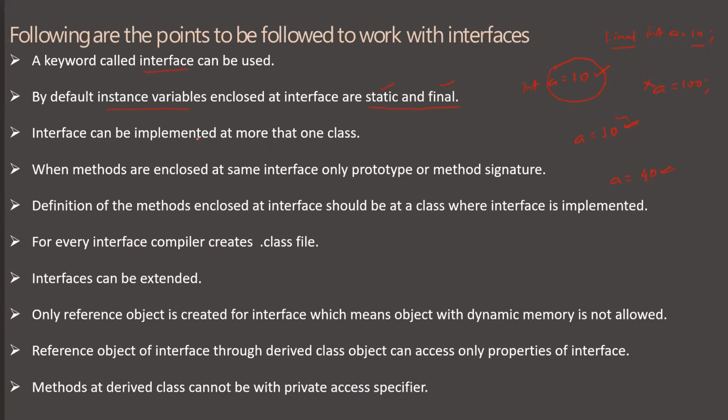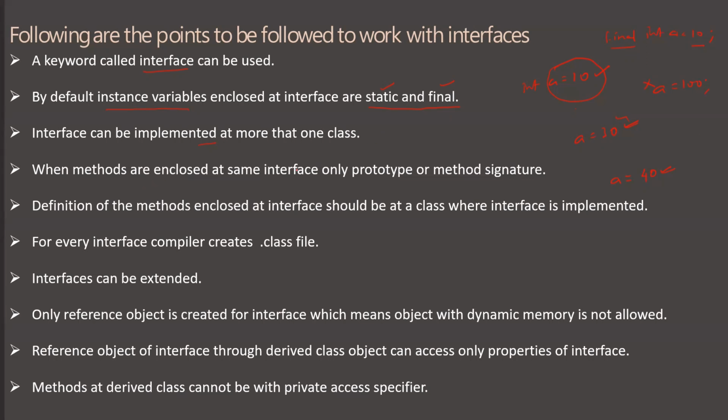Now, interfaces can be implemented at more than one class. So for n number of classes, these interfaces can be implemented. It can be implemented at the base class, it can be implemented at the derived class, and if it is the concept of inheritance, like hierarchical inheritance or multi-level inheritance, for multiple classes you can implement this interface.